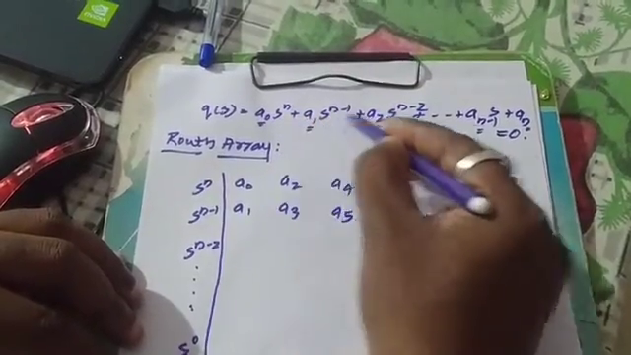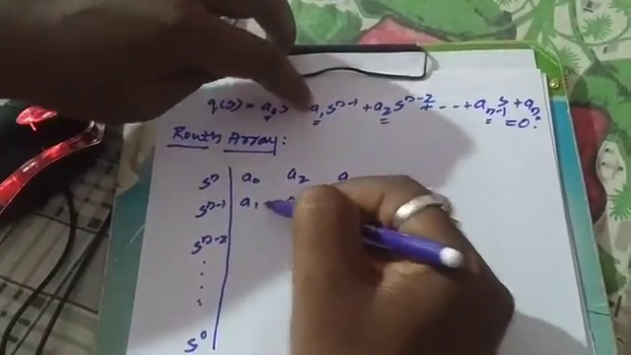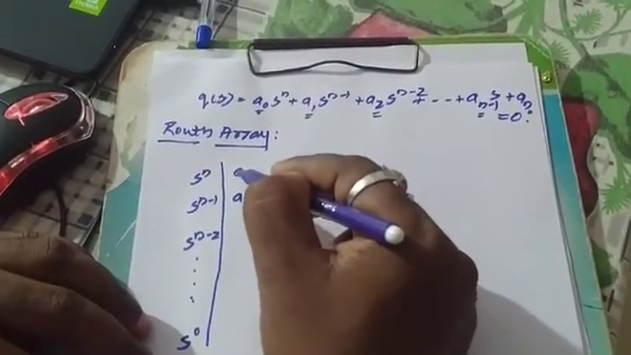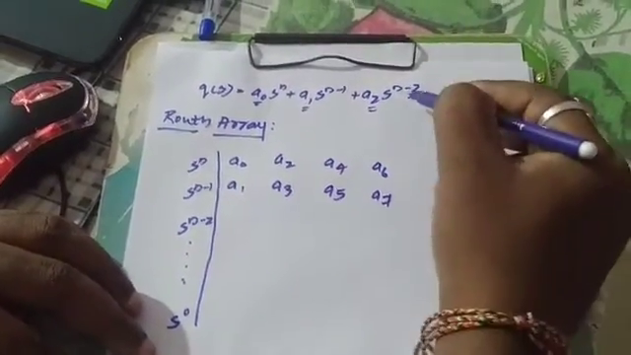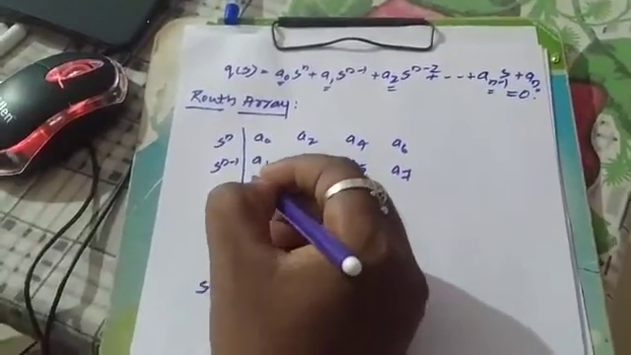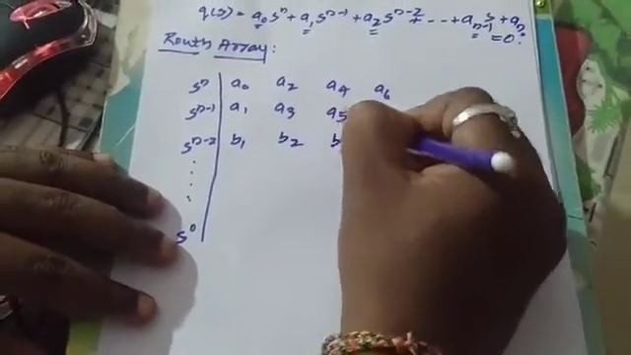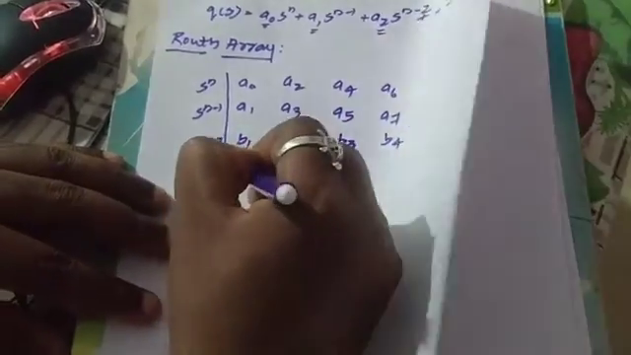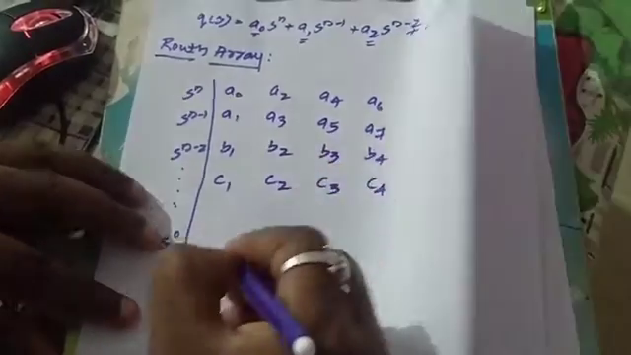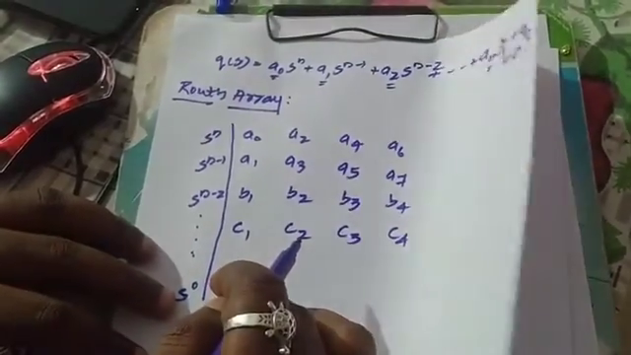These coefficients are selected from the given characteristic equation: a0, a1, a2, a3. You have to write these in the first two rows of the tabulation from the given characteristic equation. Afterwards, you write b1, b2, b3, b4 like this, then c1, c2, c3, c4 like this. Now here you put the value of an.